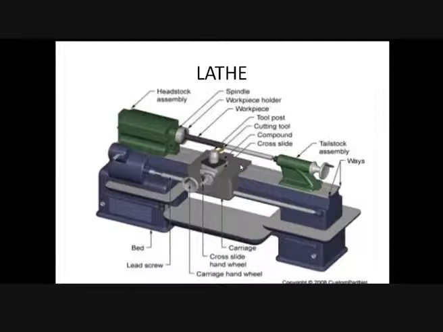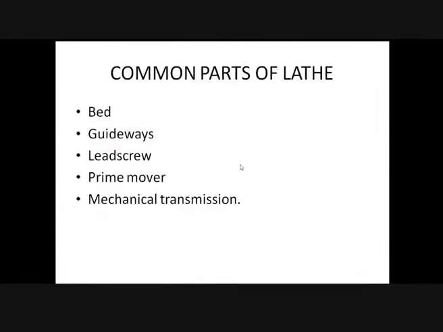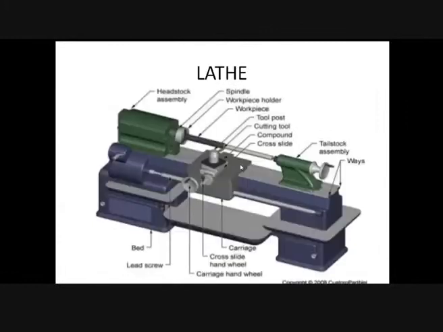So in lathe, there are five common parts. The common parts are bed, guideways, lead screw, prime mover, and mechanical transmission. These are the common five parts with regard to lathe, and we'll be explaining all these in detail now. The first one is lathe bed.